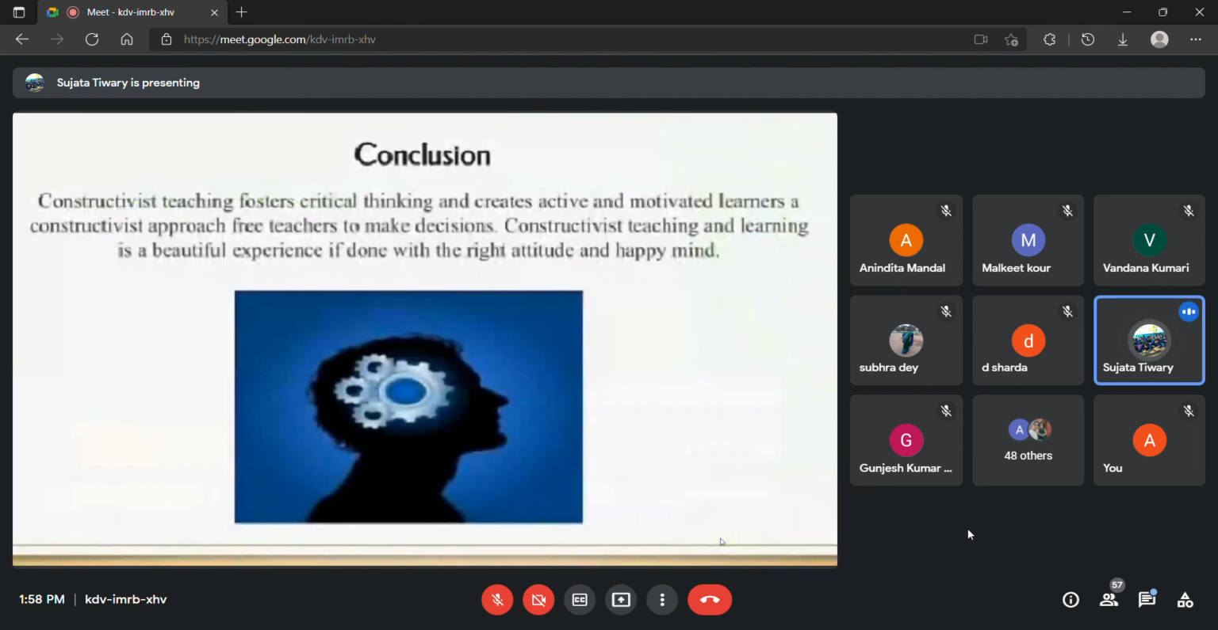Now conclusion. Constructivist teaching fosters critical thinking and creates active and motivated learners. A constructivist approach frees teachers to make decisions. Constructivist teaching and learning is a beautiful experience if done with right attitude and happy mind. With this, I conclude my training session.